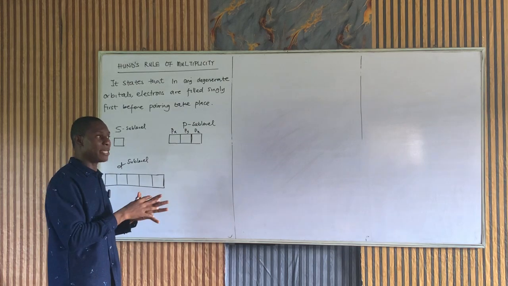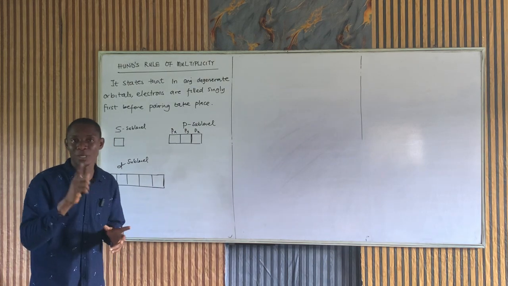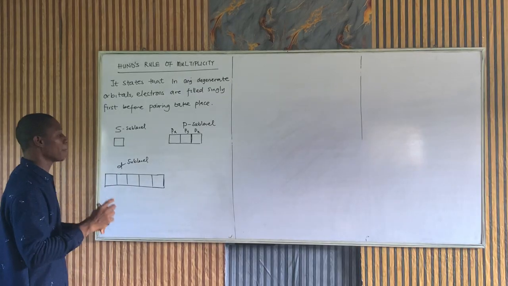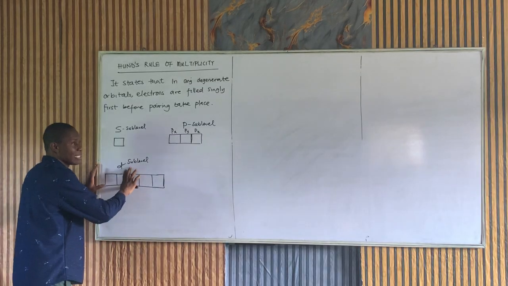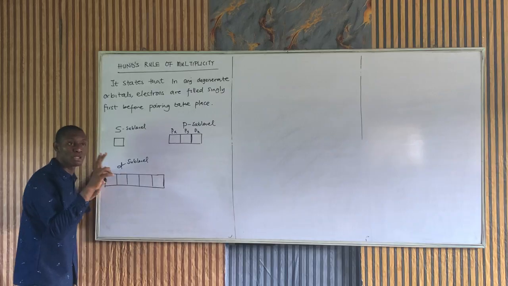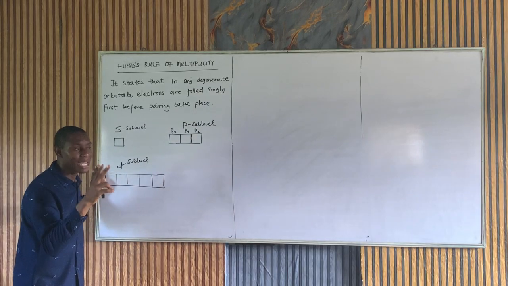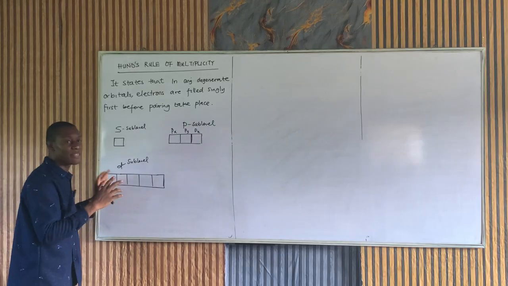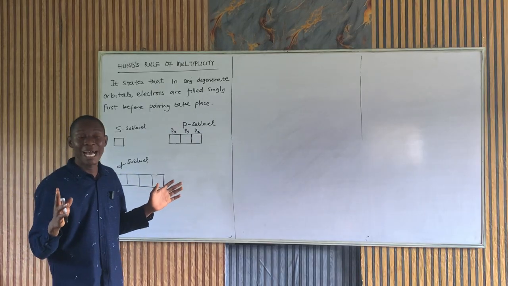So don't say P orbital can take 6 electrons. No, it is the P sublevel that can take a maximum of 6 electrons. But the P orbital takes 2. The same goes for the D. The D orbital can take 2. So you now understand that any orbital can accept 2 electrons maximally, but the sublevels differ in the number of electrons they can accept.